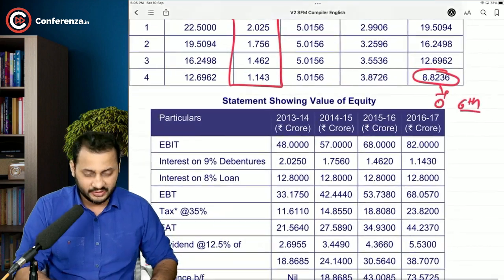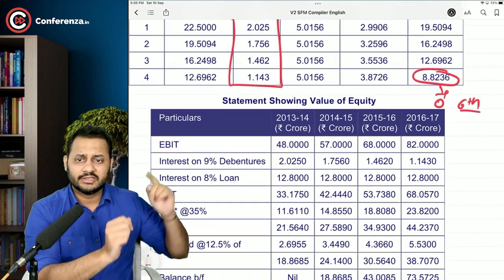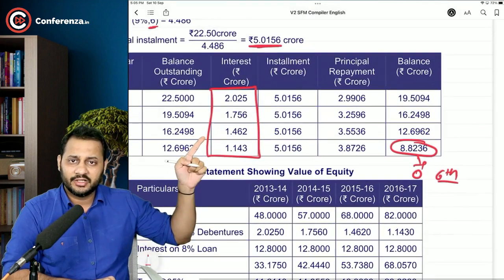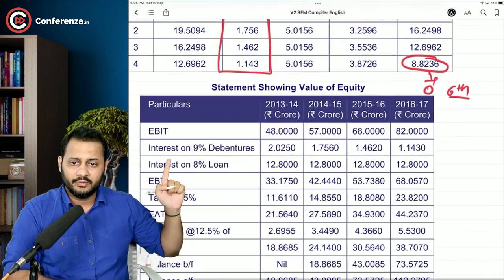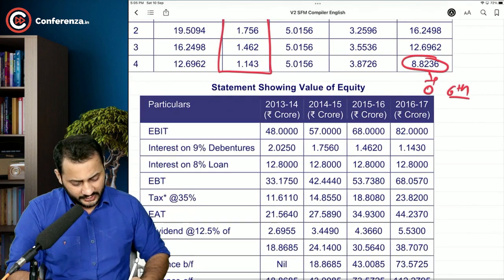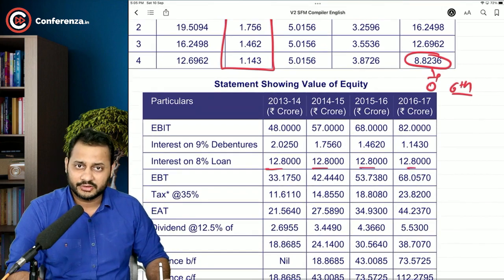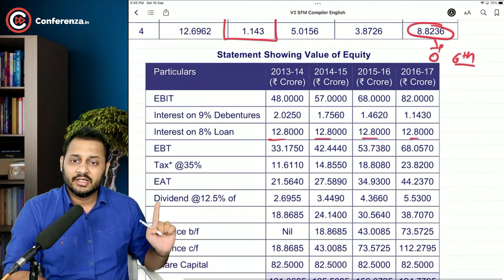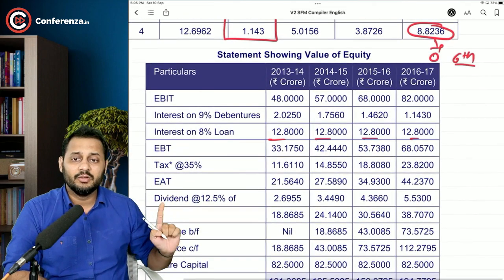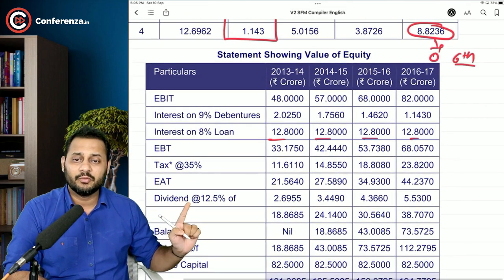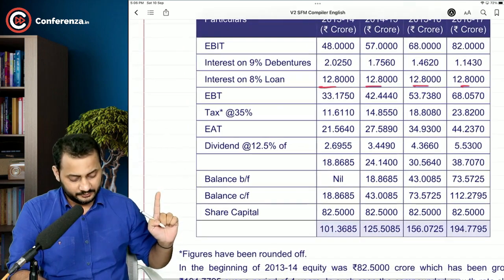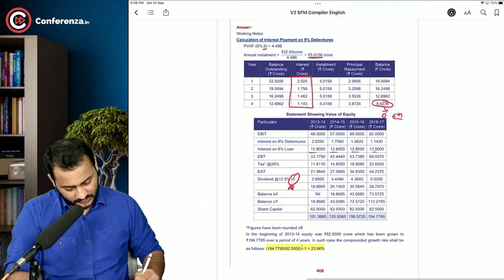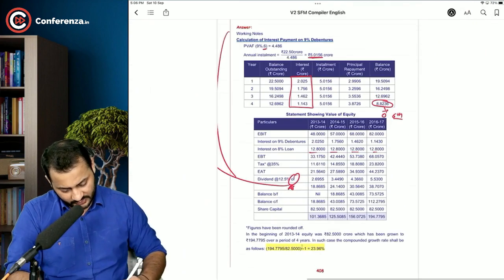Okay, now let's start with the EBIT. Now the question is very simple. EBIT, interest on 9% debentures as you calculated in this schedule. Then interest on 8% loan, it will be the same for all the 4 years. Okay, this is EBT, then tax, EAT, then the question was very clear that you will be paying a maximum of 12.5% of the distributable profit.